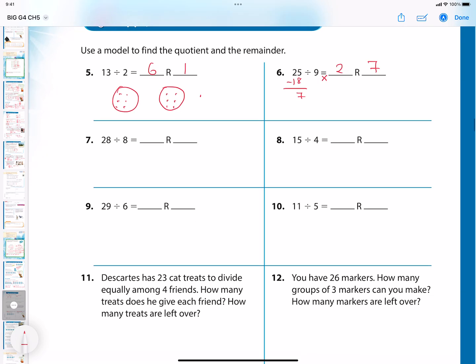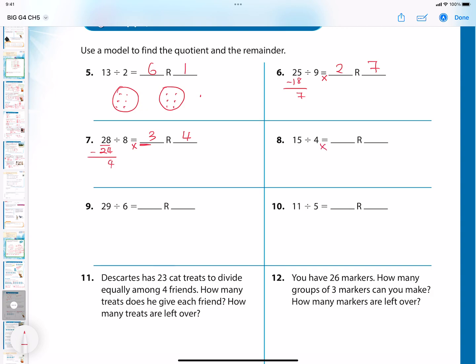If you want to use the model, go ahead. Don't stress yourself, because that's the way you can practice more. But since you are practicing and checking your answer with mine, I'm just going to give you the answer. So 8 times what number is closer to 28 but not greater? Yes, 8 times 3 is 24. What's the difference? 4. 4 is the remainder.